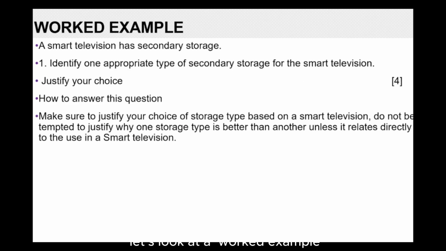Okay, so let's look at a worked example. A smart television has secondary storage. Identify one appropriate type of secondary storage for the smart television. Justify your choice. Now, there is a difference between explanation and justifying. So, how will you answer this question? Make sure to justify your choice of storage type based on a smart television.